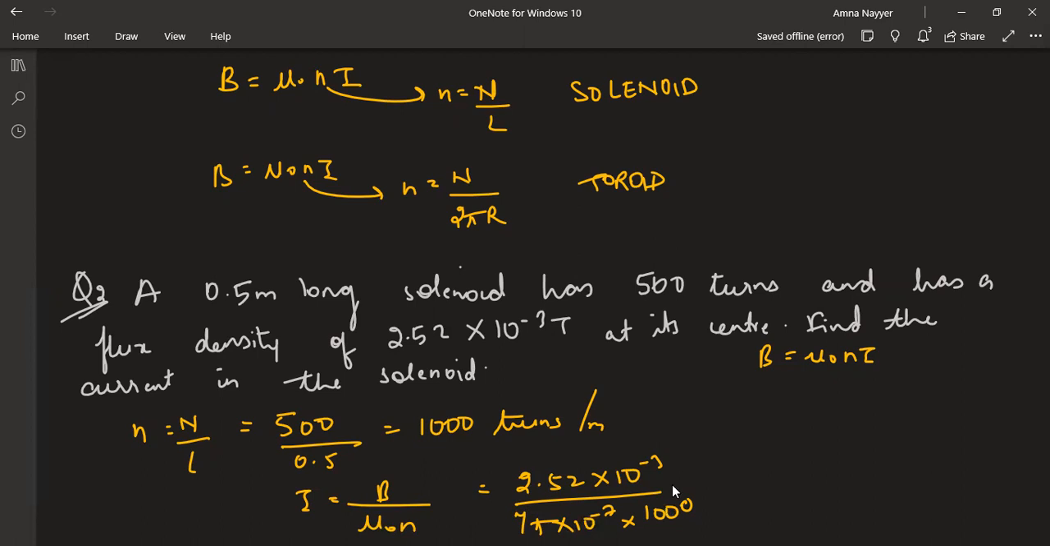So when you solve this, 10 to the power minus 6, then again this pi, it will be around 2 amperes. It should come around 2 amperes. Just check, 1.99 should come. Just check and let me know. Note it down. One more numerical I'll write.